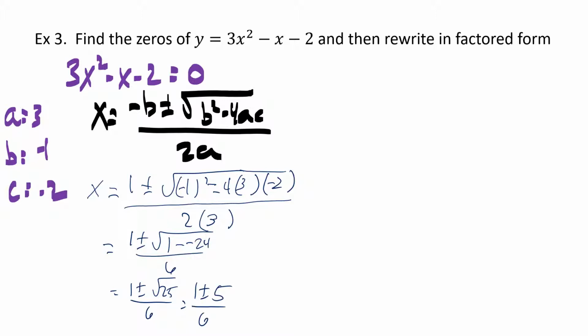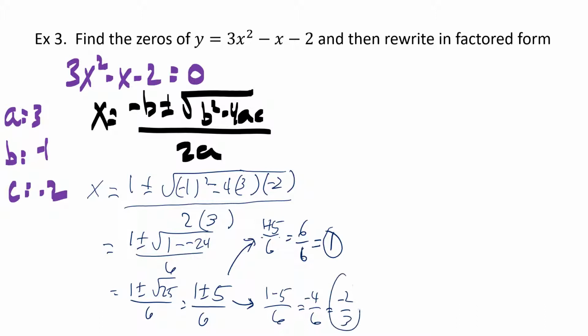Now I got two solutions. So I'm going to split those roots or zeros. And I'll have 1 plus 5 over 6. And that's 6 over 6, which is 1. So that's one of my solutions. And the other one is 1 minus 5 over 6. That's -4 over 6, which reduces to -2/3. That's the other one.